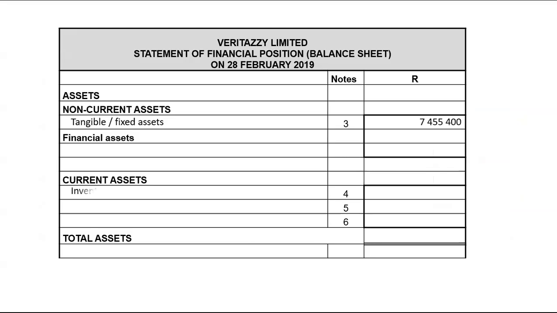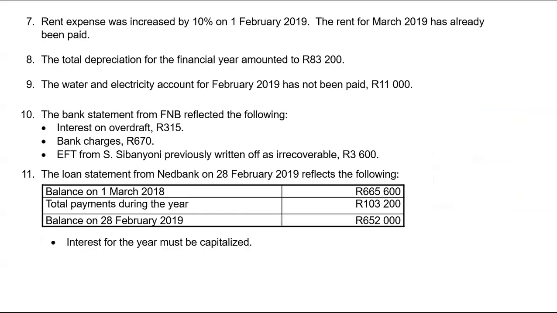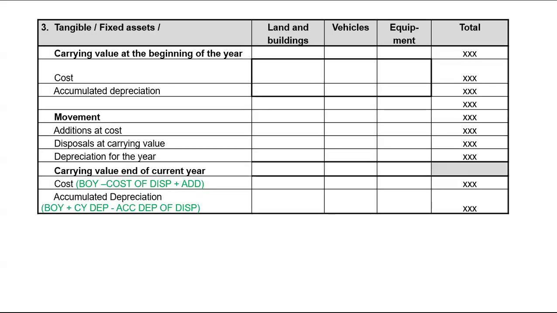We did inventory earlier on, and I said you were supposed to record it here as well. Then they say the water and electricity account for February has not been paid. So this 11,000 is for February. February is within the current financial year. That is an accrued expense. We are firstly going to increase our water and electricity expense since the February amount was not included.